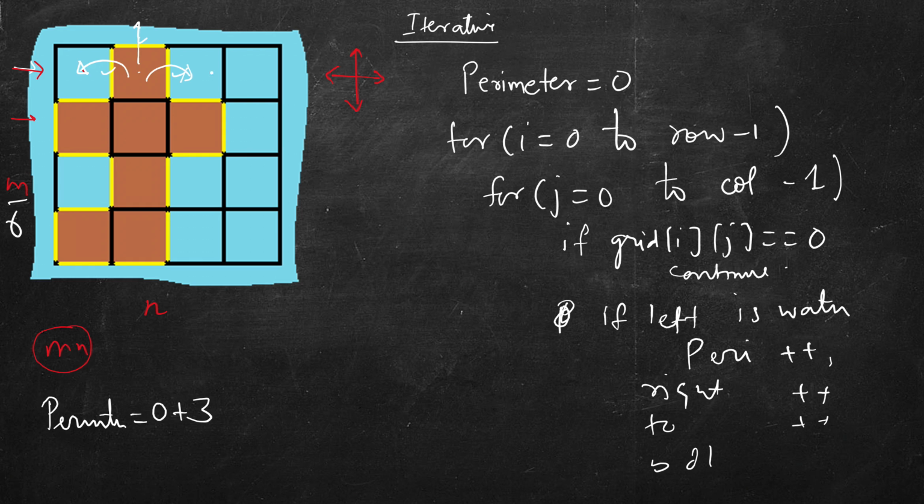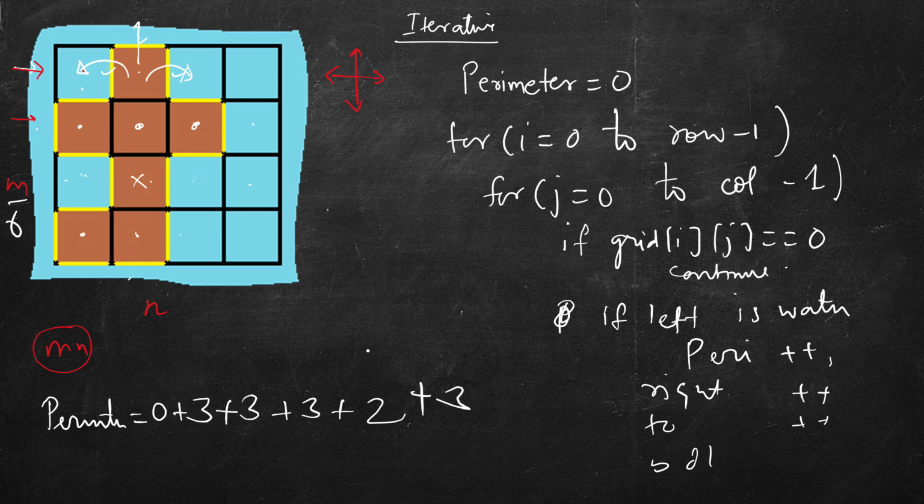Then we come here, water, nothing to do. Then we come to the next row. i becomes 1. We come here, we see which sides are water. Left is water, top is water, bottom is water. 3 sides, so add 3. Then we come here, all 4 sides are land, so nothing to add. Here 3 sides are water, so again add 3. Then water, water, land. Again look at its sides, 2 sides are water. Then water, water, nothing to do. Then here 3 sides are water.